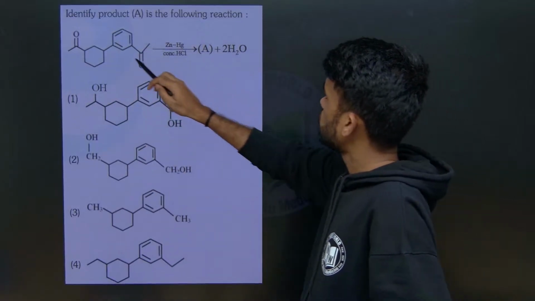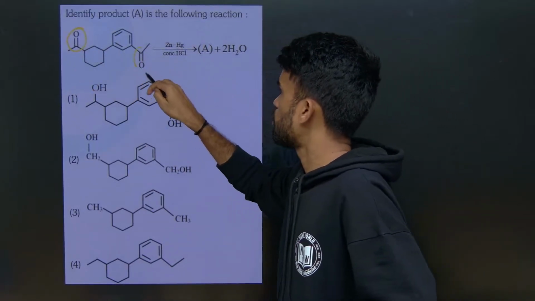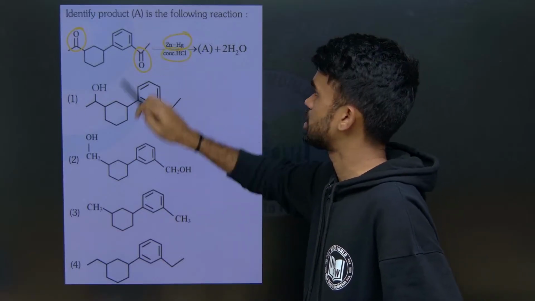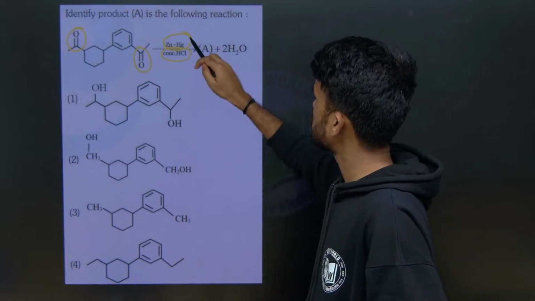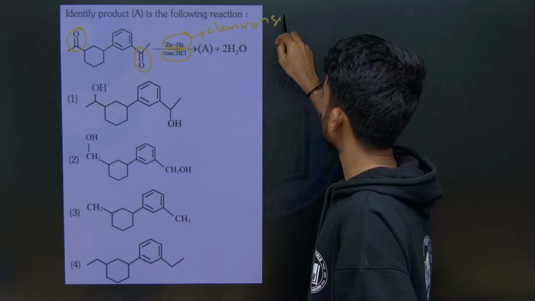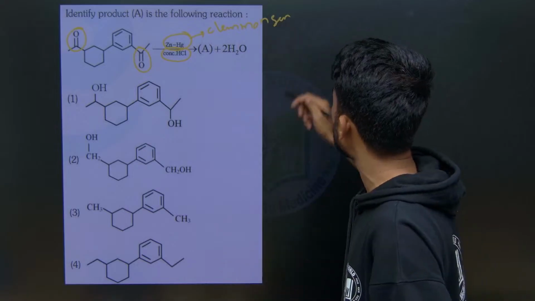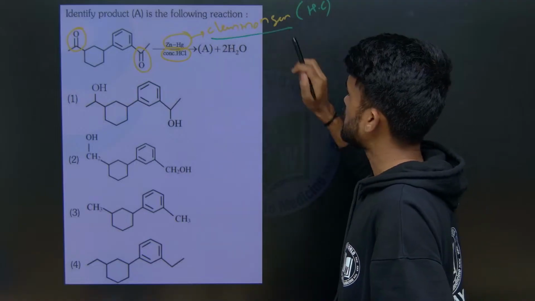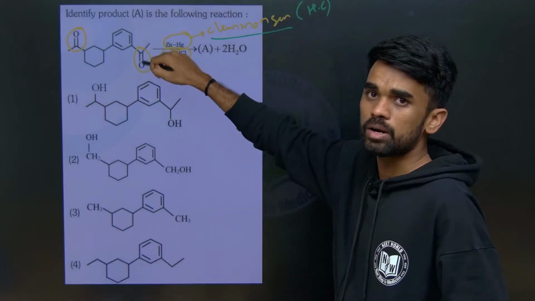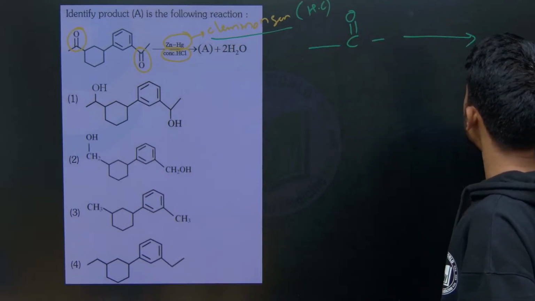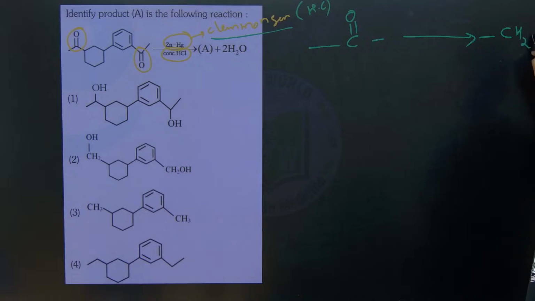Whenever we have a carbonyl group, a functional group, and we treat it with zinc amalgam in concentrated HCl, what happens here? This is the Clemmensen reduction, which we already discussed in the hydrocarbons chapter, right? So what happens in the Clemmensen reduction? The carbonyl group is converted into a CH2 group. So the CO group is converting into a CH2 group.